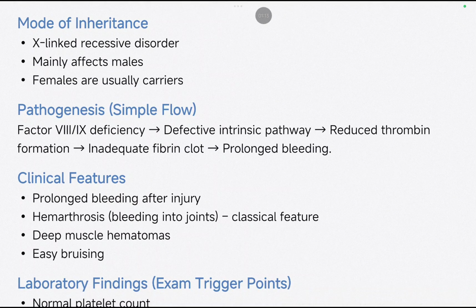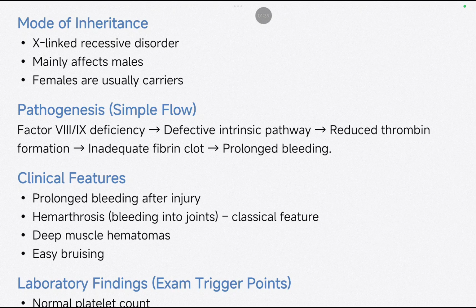Mode of inheritance, X-linked recessive disorder, which mainly affects male. Female are usually carriers. So you understand what is X-linked. X-linked simply means that there is a mutation of the X chromosome. And since it has mutation on the X chromosome, male would be affected and female would simply be a carrier.